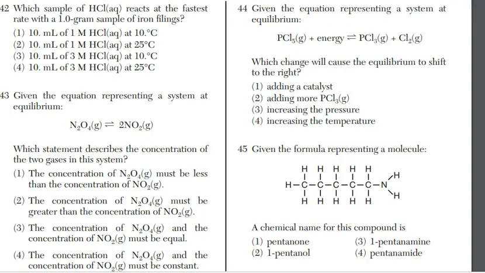For question 44, given the equation representing a system in equilibrium, which change will cause the equilibrium to shift to the right? So we want more products, and how is that going to happen?